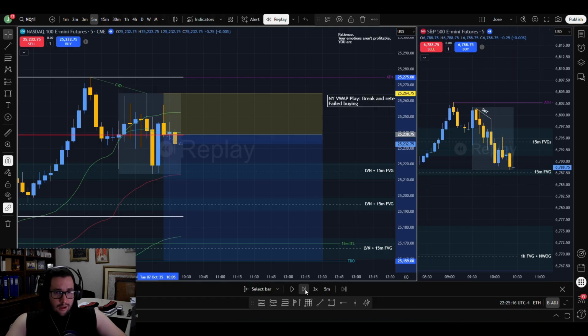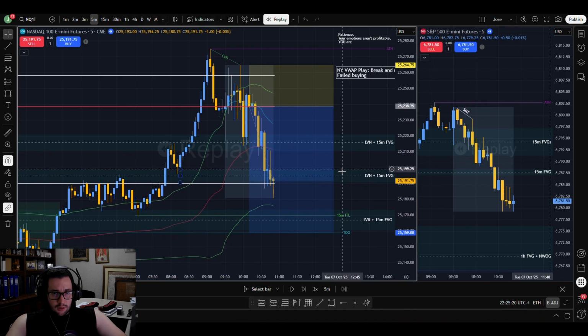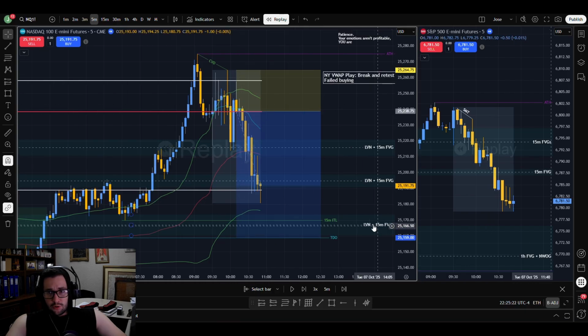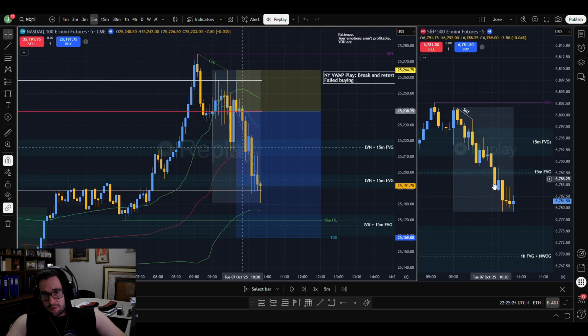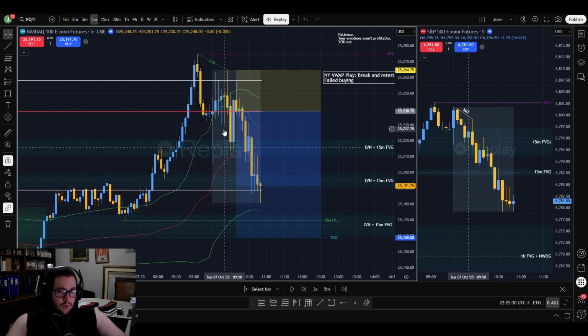But yeah, I think this ended up just kind of slowly grinding. ES looked a bit cleaner in terms of that. I feel like it just looked cleaner. I just didn't like how choppy it was at first. It was just very wicky for the first 25 minutes since market open.